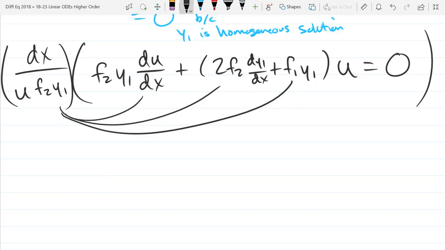So here we go. We're going to get a huge amount of cancellation on the first term. I believe we get 1 over u du, because f2 y1 cancels, dx dx cancels, and you're just left with du over u. All right, next up, f2s are going to cancel, dx is going to cancel. We still have the 2. One over u, just dy1.